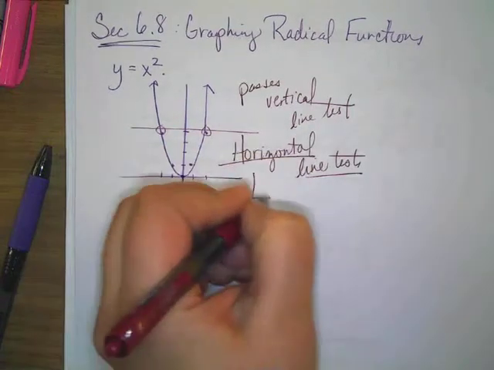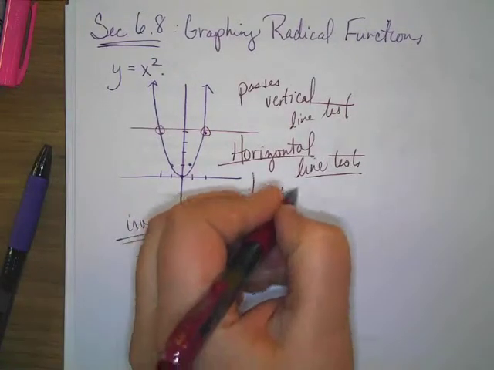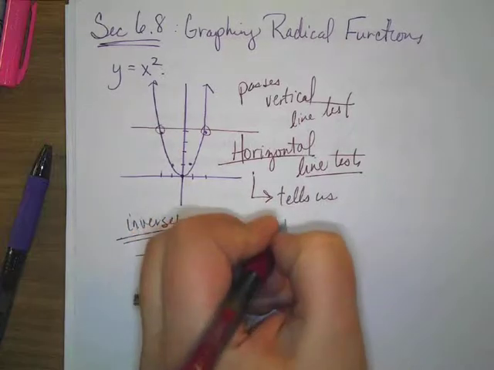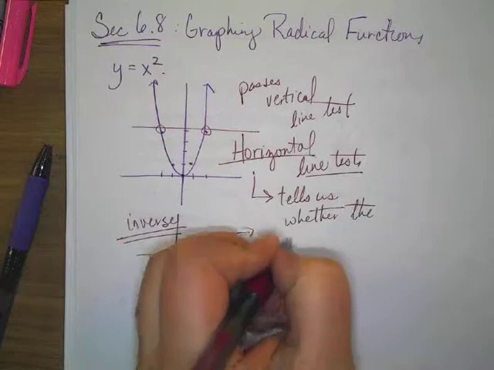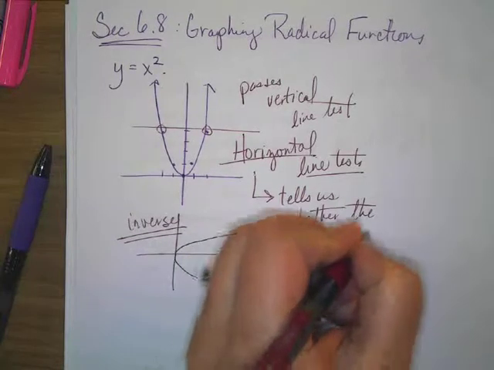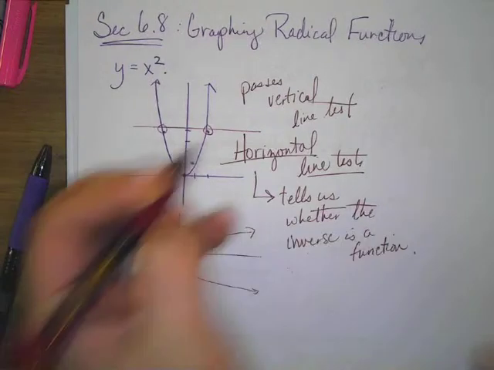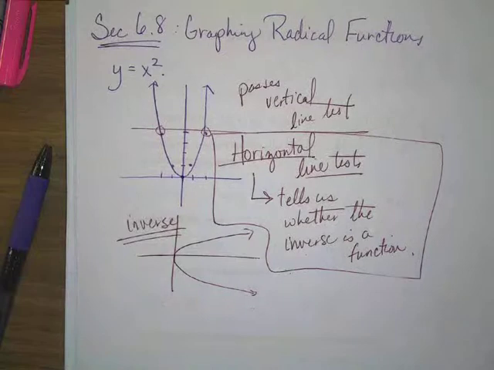The horizontal line test tells us whether the inverse is a function. So that's the whole point of the horizontal line test. The vertical line test tells us if we have a function to start with, and the horizontal line test tells us, is the inverse going to be a function?